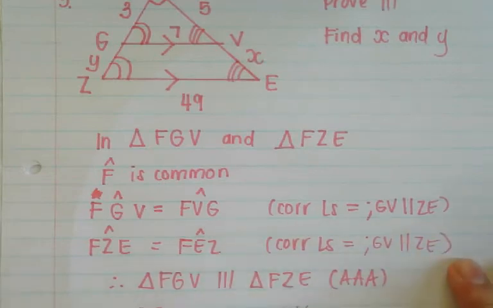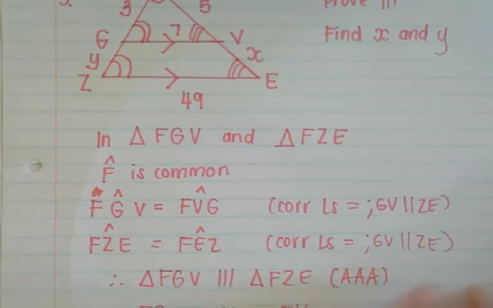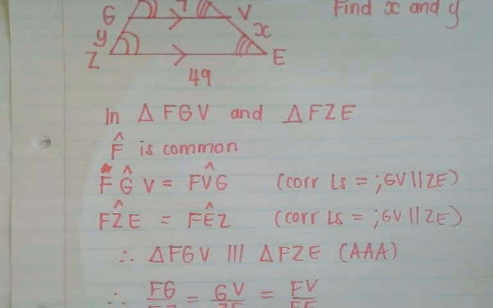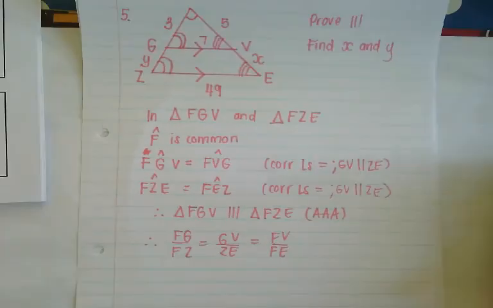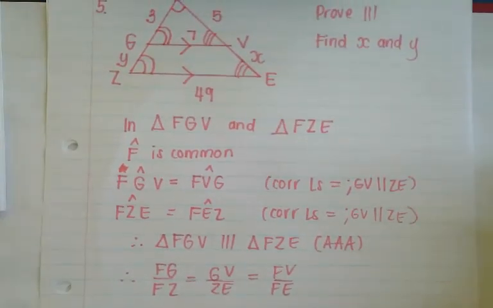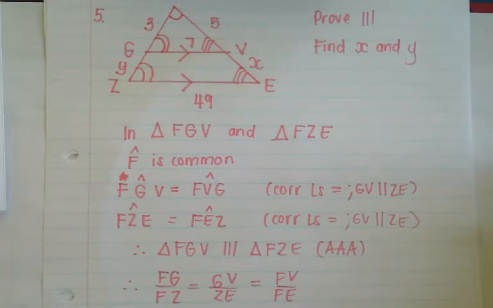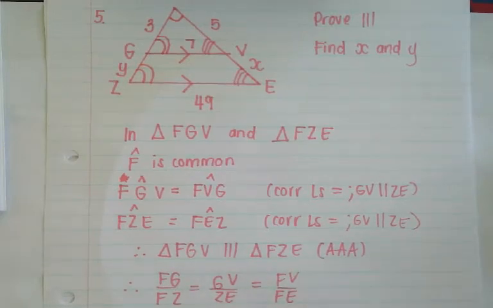And lastly, I can state which sides would be in proportion, and what they would be is FG over FZ is equal to GV over ZE, and FV over FE, sorry. So that's just the proof part. That would be 1 question, 3 to 4 marks. And then I'm going to find the side lengths by substituting in what I know.